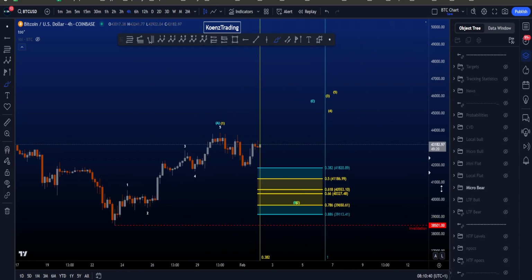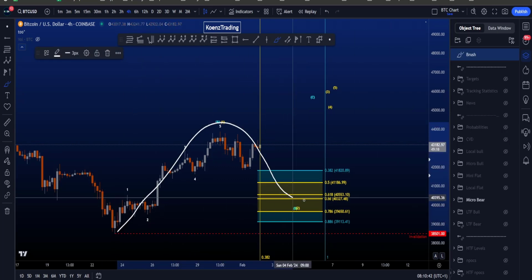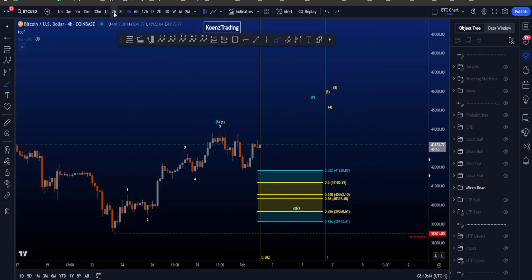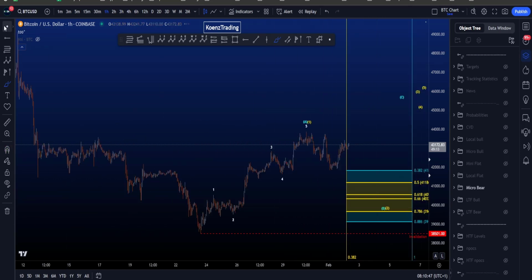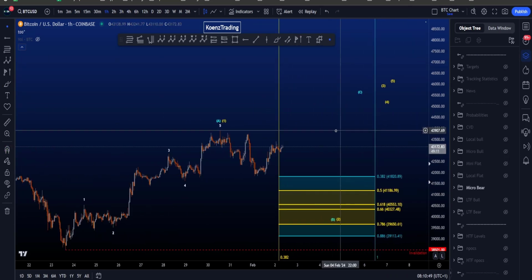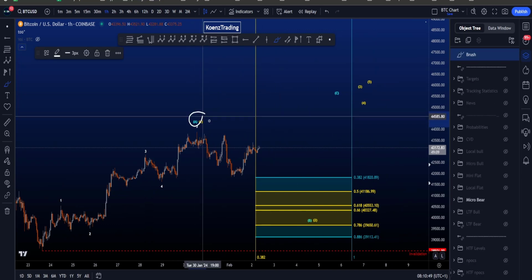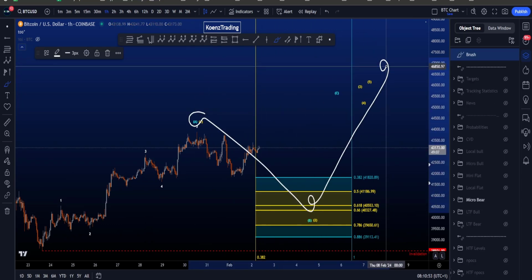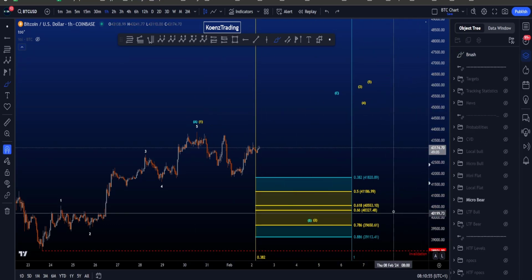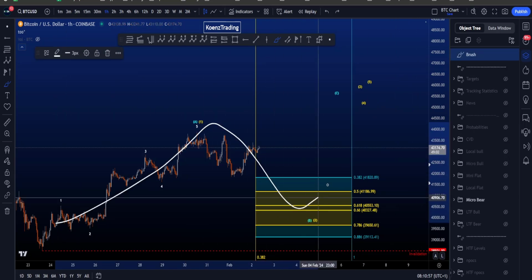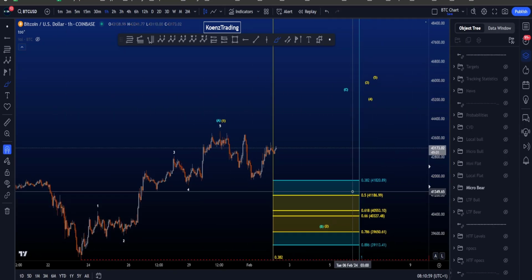If we then look at that sub-degree count, right, that 3-wave structure to the upside in a little bit more detail, then we go to the 1-hour chart. As you can see, we are now having an A, B, C on the chart, right, which works for continuation to the downside, as well as that impulsive scenario in a 1, 2 and a wave 3 to the upside.